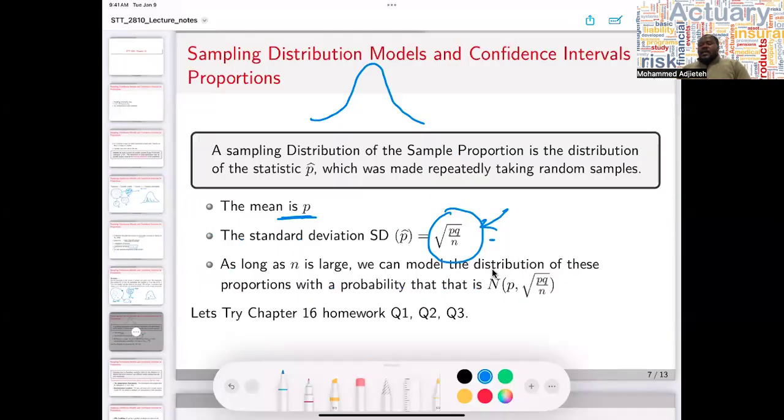And like I told you, when you do that many times, we are going to get a bell shape. So we assume the normal distribution. And so anytime you are asked to find the distribution, it means that this is normal with a mean of P and a standard deviation of square root of PQ over N. I want you to write this too in your note. Now let's open homework 16 and try questions 1, 2, and 3.